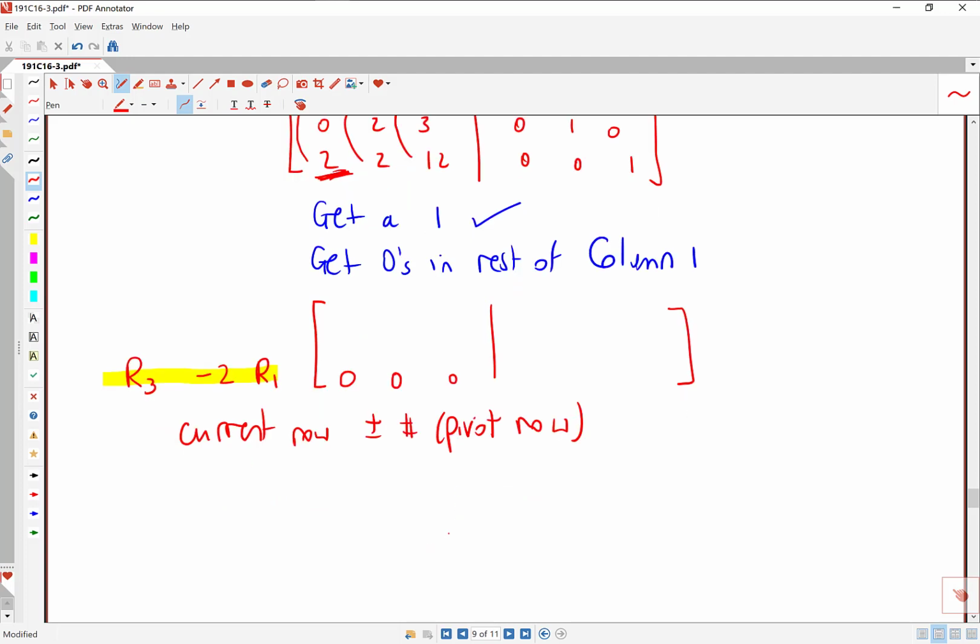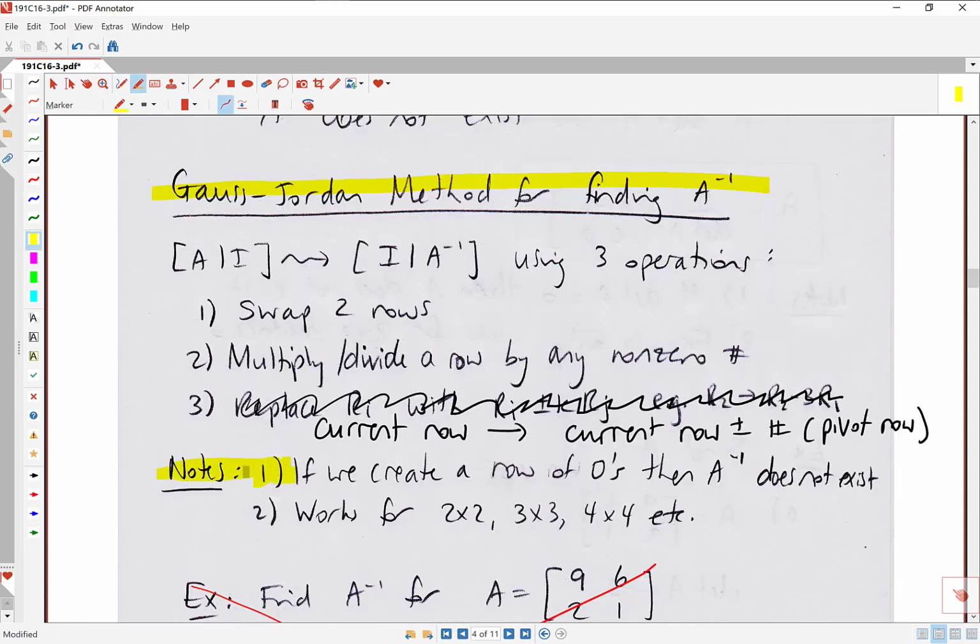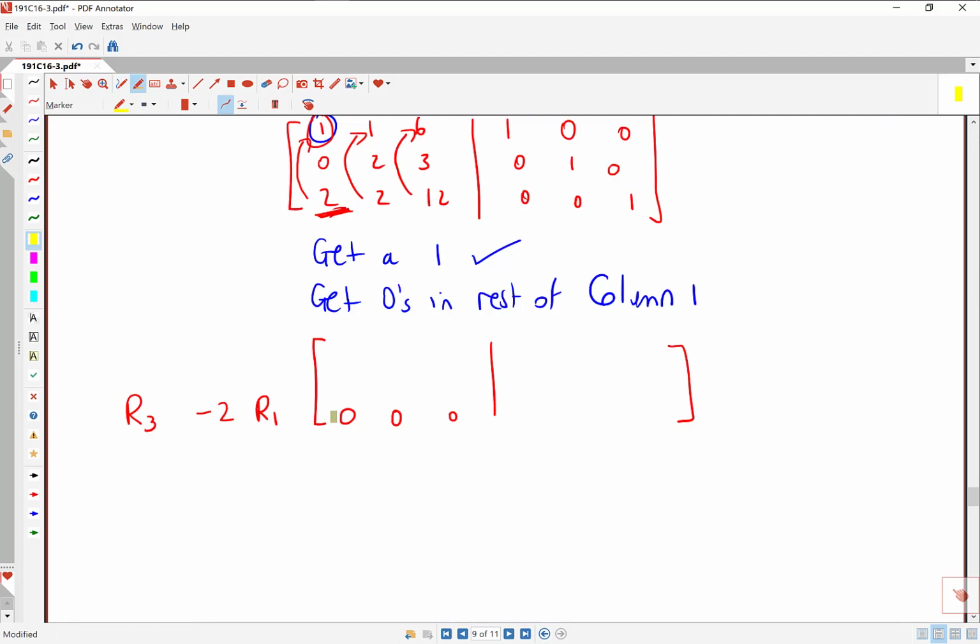So let's flash back to one of our comments that we made when we were first describing this process. So let's focus in on this first note after we describe this process, just looking down here. The note said, if we create a row of 0s, then A inverse does not exist. So here's our problem, and notice that we have a row of 0s on the left side. Once we see that row of 0s, that tells us that we can't make the identity matrix.